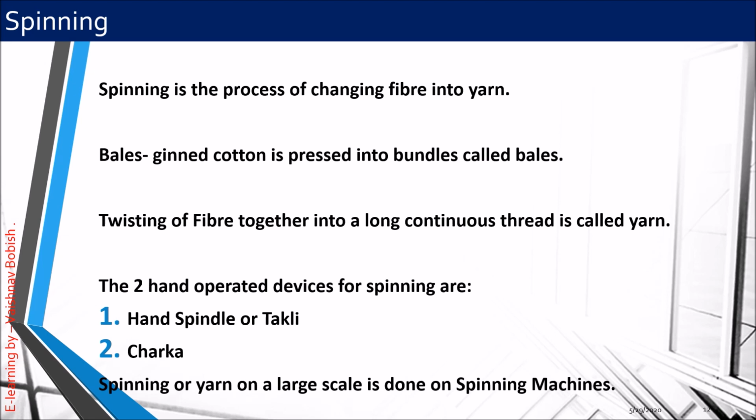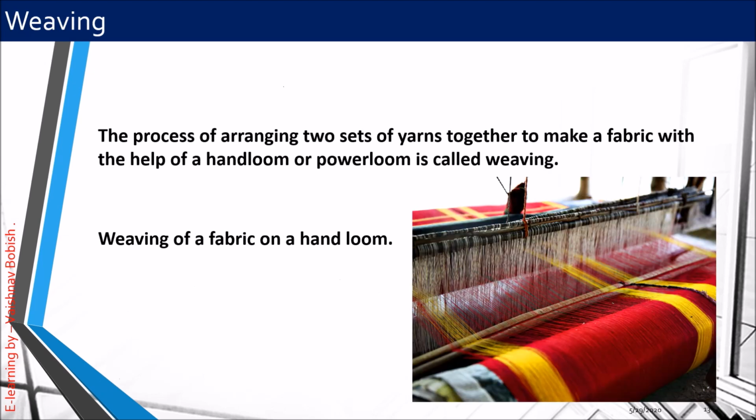Spinning. Spinning is the process of changing fiber into yarn. Twisting of fibers together into a long continuous thread is called yarn. The two hand-operated devices for spinning are the hand spindle or takli, and the charkha. Spinning of yarn on a large scale is done on spinning machines.